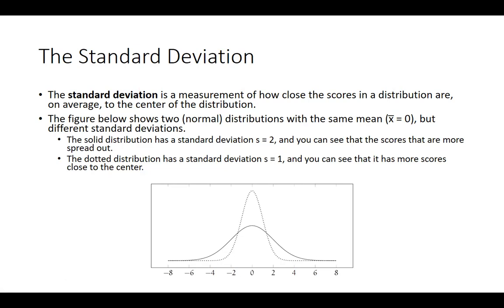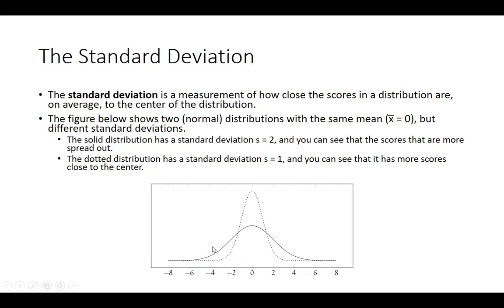The standard deviation is a measurement of how close the scores in a distribution are on average to the center of the distribution. The figure below shows two normal distributions with the same mean, x bar equals 0, but different standard deviations.